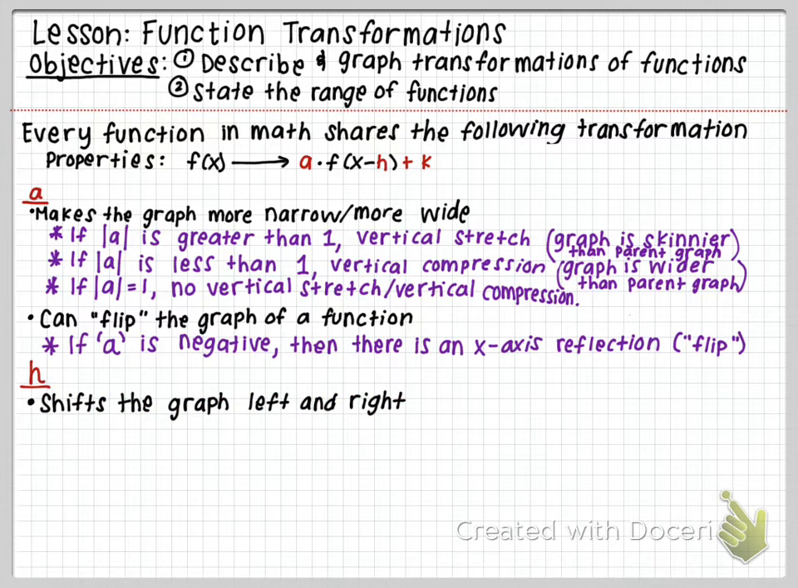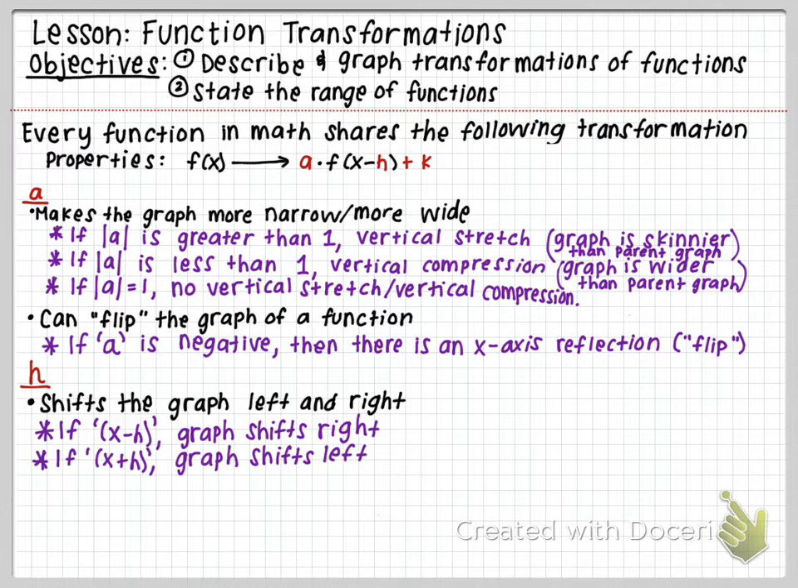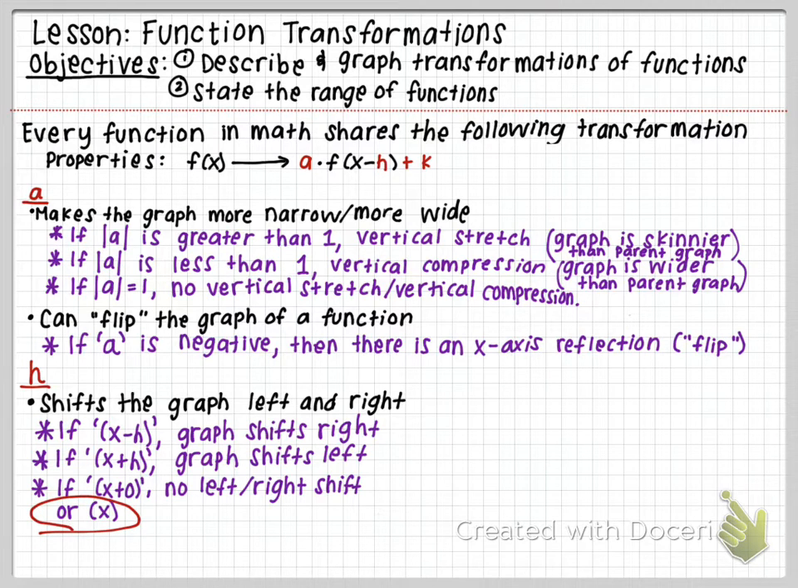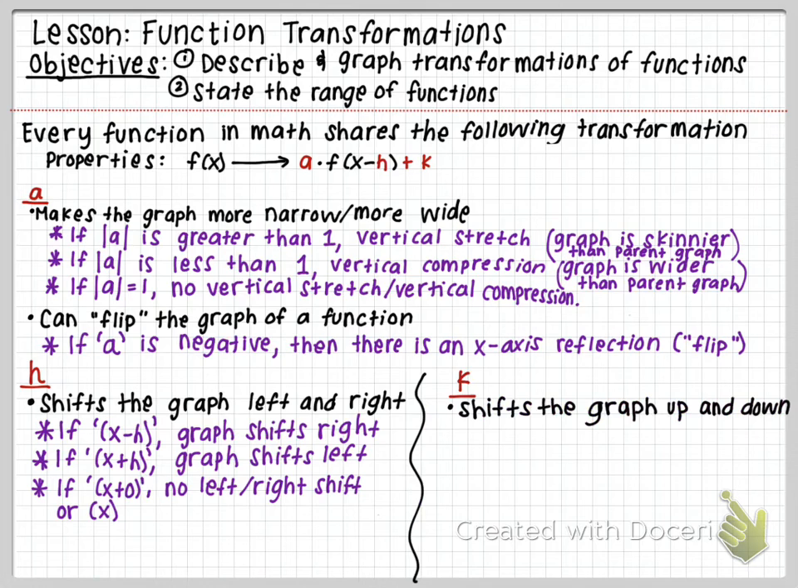H shifts the graph left and right. We talked about that, right? So remember, if it's x minus H, then the graph shifts right. But if it's x plus H, the graph shifts left. Okay? And if it's x plus 0, and notice down here I also wrote or x. So if it's just an x or x plus 0, you won't see plus 0. So if you just see an x by itself and there's no minus or plus H, it's not shifting left or right. Okay?